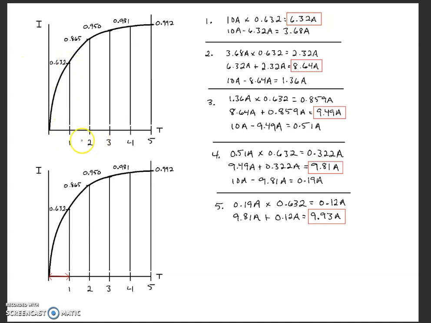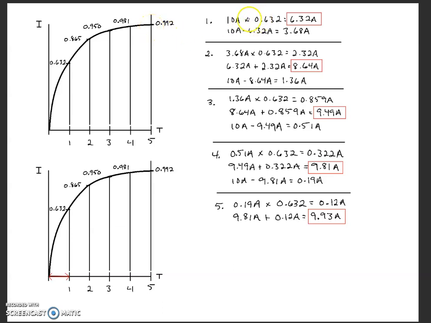In the second time constant, depending on what we calculate, it'll be at 8.64, 8.65, I'm just using numbers here, but 8.65, 9.5, 9.49 round up, 9.81, and 9.93, 9.92, either way. So we have 63%, 86%, 95%, 98%, and 99%.